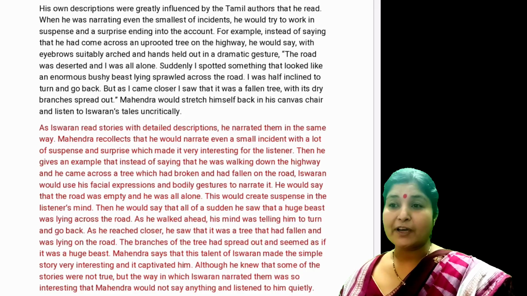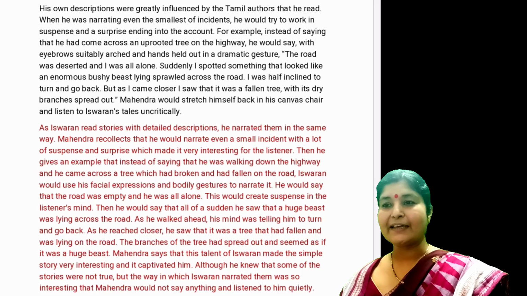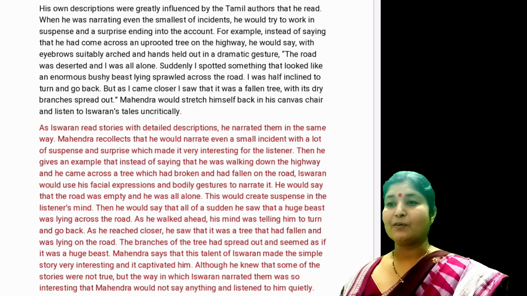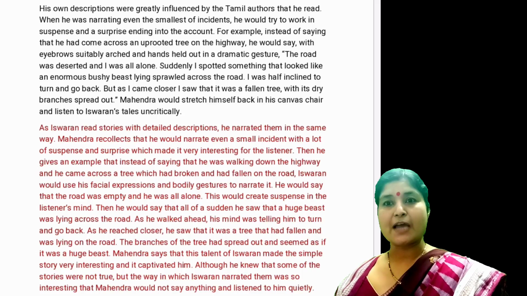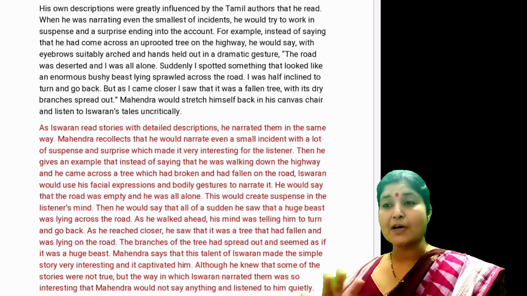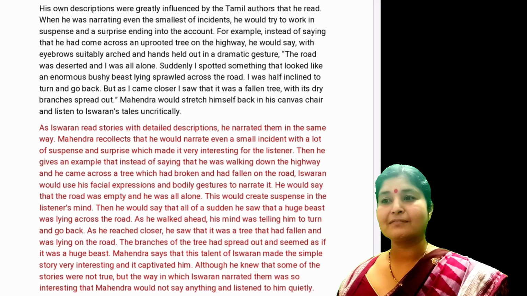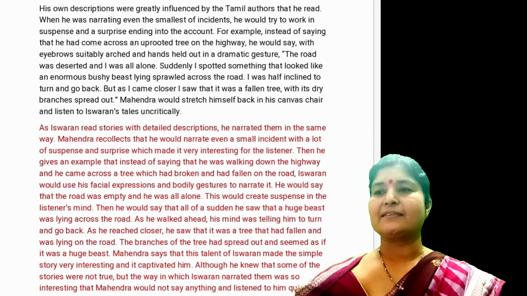Okay, I was walking down the highway and he came across a tree which had fallen. Then what will he say? He would say that the road was empty. The road was empty and he was all alone. This would create suspense in the listener's mind.